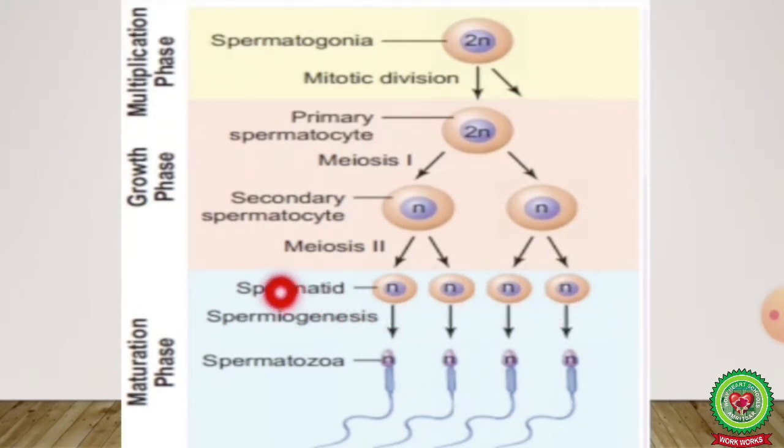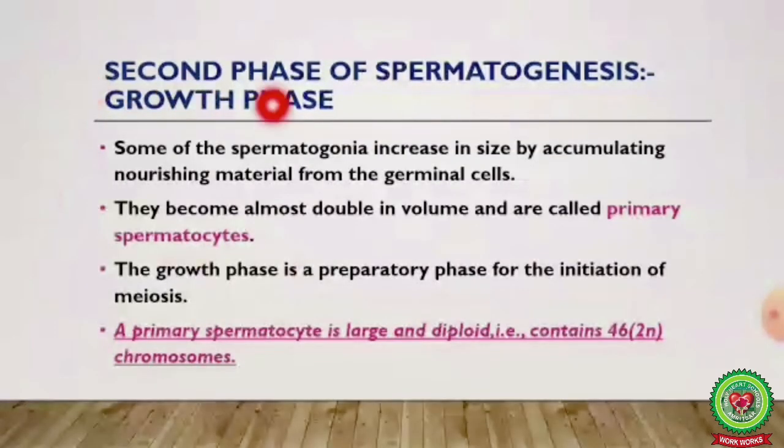The spermatids from the secondary spermatocyte have half number of chromosomes as that of the parent cell. Spermatids undergo spermiogenesis to form haploid spermatozoa or sperms. The second phase of spermatogenesis, or the growth phase.